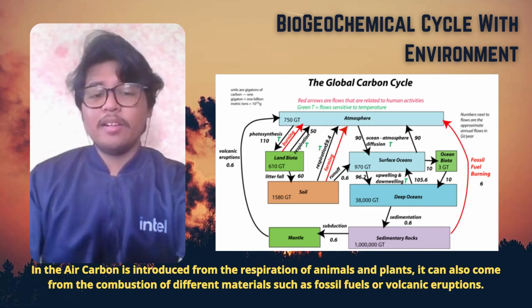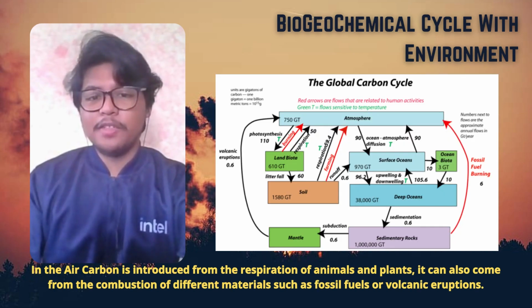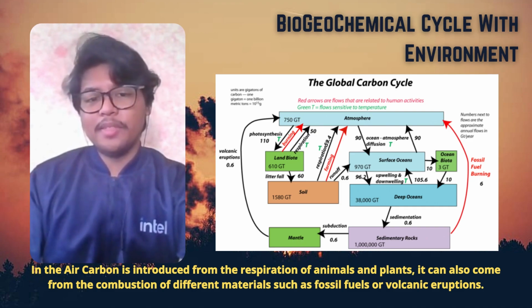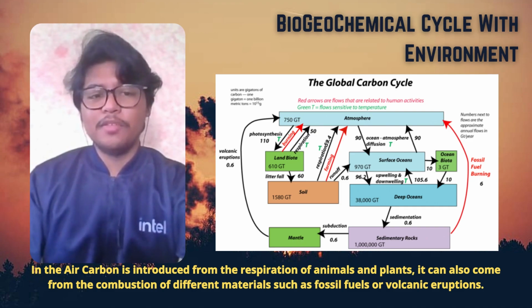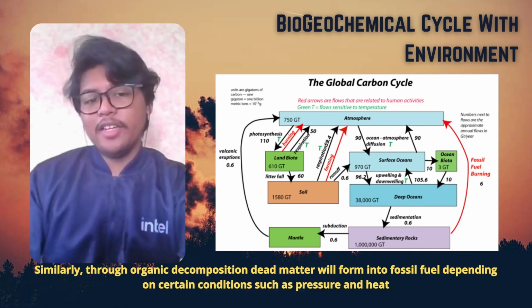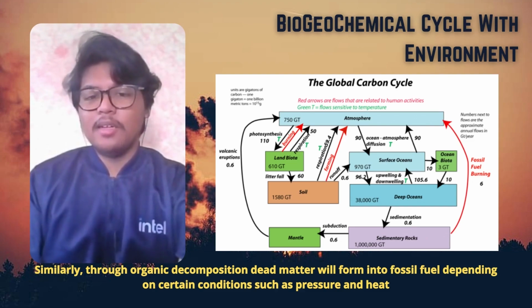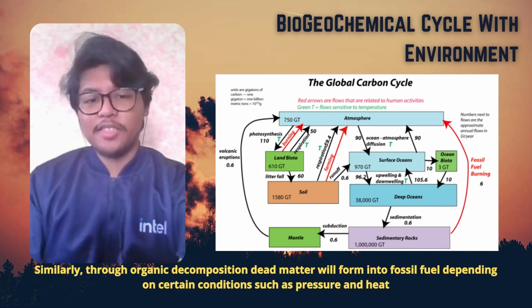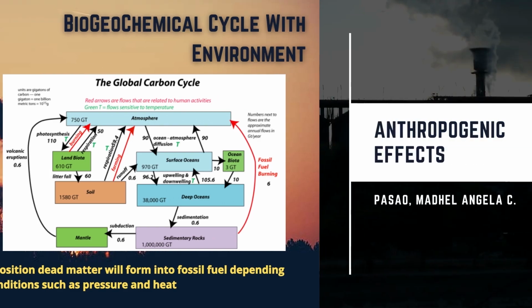In the air, carbon is introduced from the respiration of animals and plants. It can also come from the combustion of different materials such as fossil fuels or volcanic eruption. In land and water, carbon assimilates into the soil or marine floor through plants and animals, with chalk forming in marine deposits. Similarly, through organic decomposition, dead matter will form into fossil fuel depending on certain conditions such as pressure and heat.